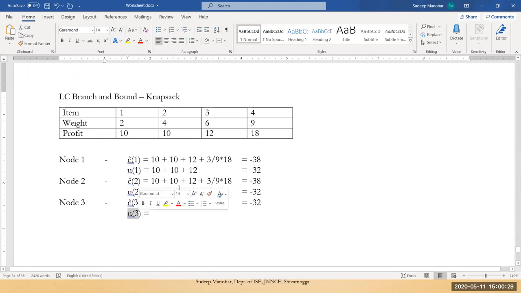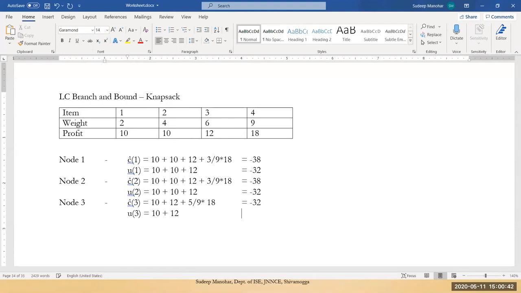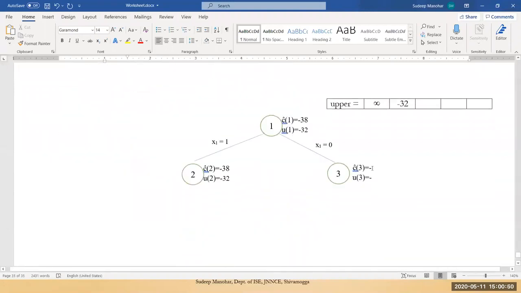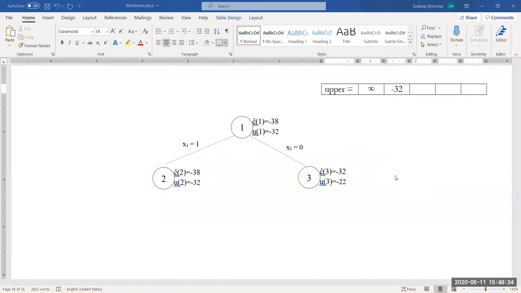Without fraction, U of 3 is without fraction. That means only 4 plus 6 you are considering. The weight becomes 10. 9 cannot be included. That is item number 2 and item number 3. The profit is 10 plus 12, that is minus 22. So 32 and 22. Now the values for node number 2 and node number 3 are calculated.